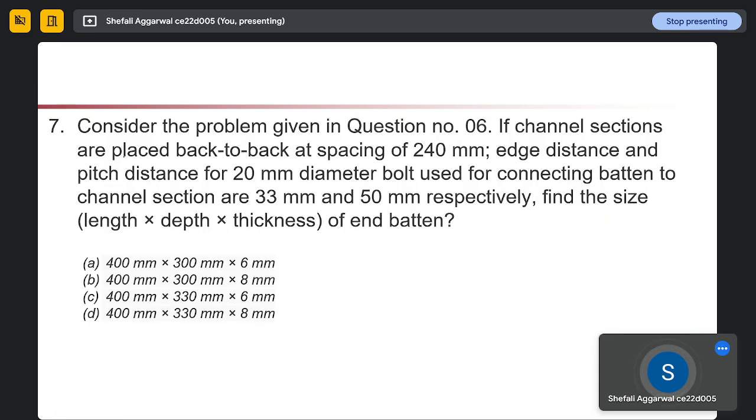Then we'll go to the next question. Consider the problem given in question number 6, the previous one. If the channel sections are placed back to back at a spacing of 240 mm, edge distance and pitch distance for 20 mm diameter bolt used for connection to the channel section are 33 mm and 50 mm. Find the size of end batten.